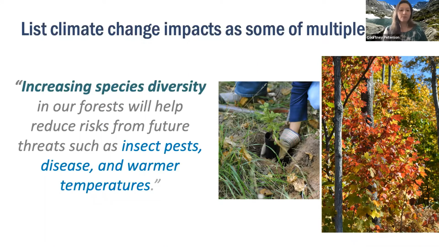So maybe we want to increase the diversity in our forests to reduce the risk of impacts like pests, diseases, and warmer temperatures. Or maybe thinking about all of those local impacts of disasters, we may want to reinforce some kind of infrastructure to reduce the risk of damage from hurricanes, flooding, and sea level rise. And so again, we can show that the benefits of one idea can really help reduce the severity and the risk of a bunch of different impacts, including those related to climate change.